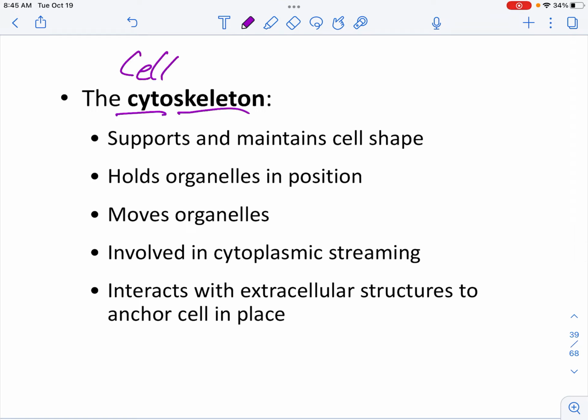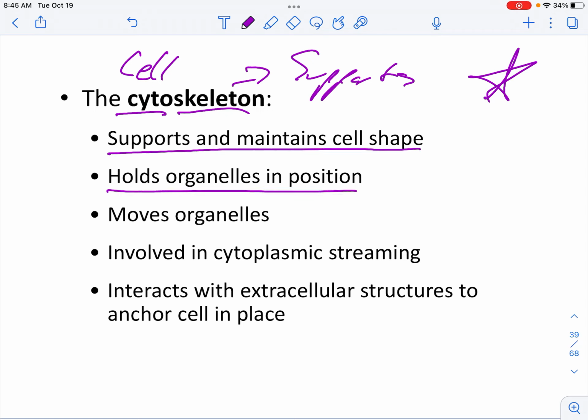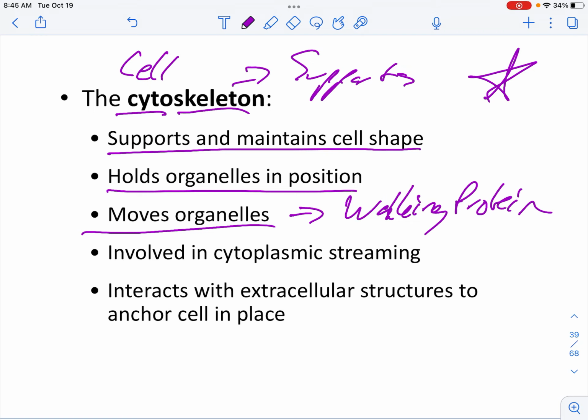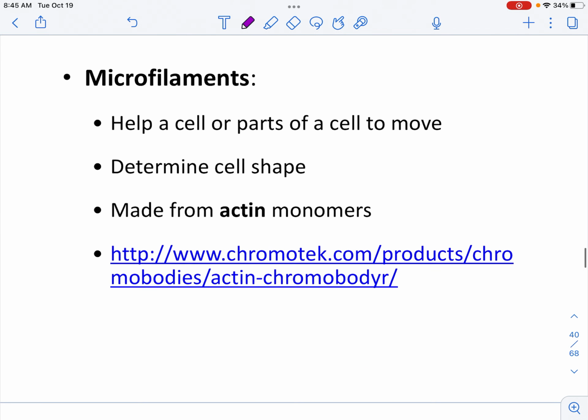And then finally, the cytoskeleton. Cyto means cell. Skeleton supports you. Again, we're just a pile of flesh and meat on the floor without our skeleton. So I would definitely understand the cytoskeleton, very important. It supports and maintains a cell's shape, holds organelles in position, and moves organelles. You remember the walking protein in the video I showed you? It can transport things in the cell. It's involved in cytoplasmic streaming and interacts with extracellular structures to anchor the cell in place.